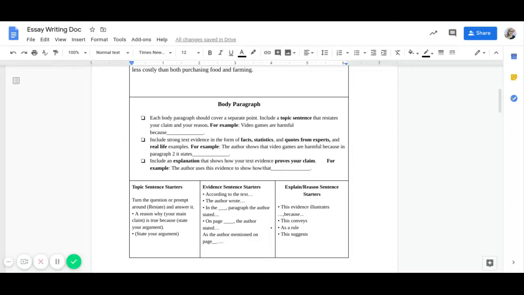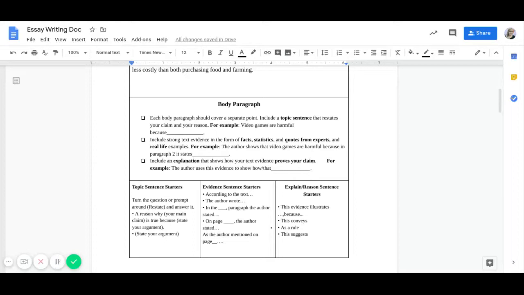You'll need to go back and pull up that essay writing document. You can see it now on my screen, but you'll need to pull up your copy. You'll also need your graphic organizer that you did your research on last week. That graphic organizer is going to make this really, really easy. So when you have those things, you're ready to write the first body paragraph of your essay.